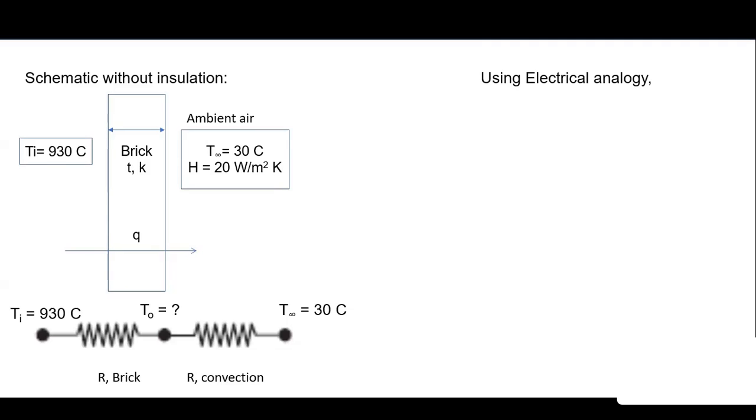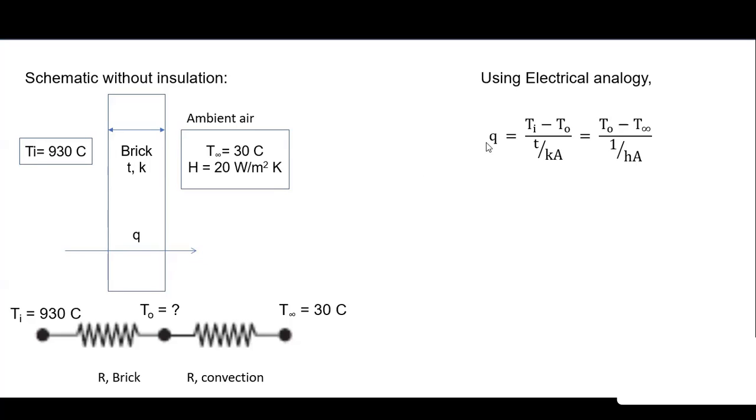Using the electric analogy, we can say that the rate of heat transfer is Ti minus To, that is delta T, divided by the first resistance, the brick resistance, that is T upon K. The same electric analogy can be extended: To minus T infinity upon 1 upon Ha. So I am using the second resistance now.